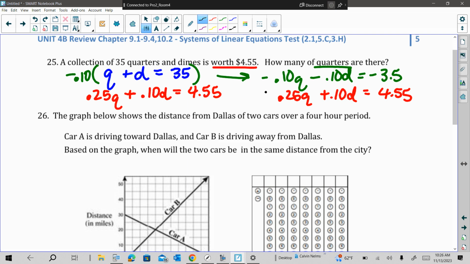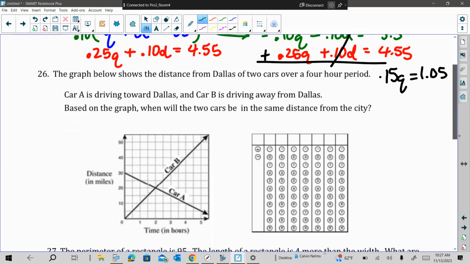So by adding, I eliminate the dimes, and now I'm just adding up my quarters. So this will actually leave me with 0.15 quarters, and that's what, $1.05. And then divide by 0.15.